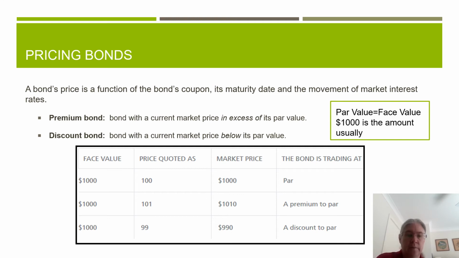So let's have a look. We've got face value of $1,000. The price is being quoted as $100. Market price $1,000, the bond's trading at par. The market price is $1,010, so that's a premium to par. Par value is like the standard set amount of $1,000. If $990 is the market price, that's a discount to par.